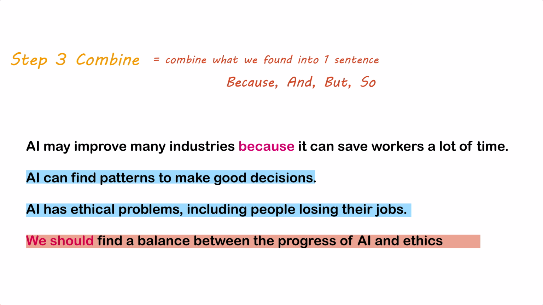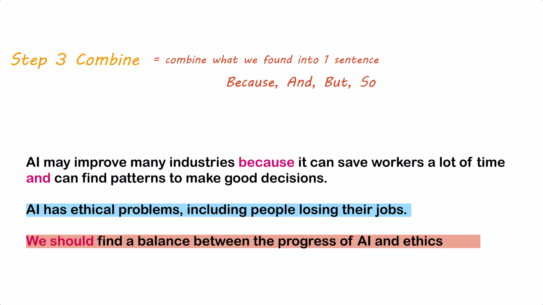So now, let's find the relationship between the first and second connecting idea. It's just adding information, right? We use and to add information, so let's put and here. Now, let's check the relationship between the second and third connecting ideas. Now remember, the third connecting idea is against the second one, so we use the word but. And do not forget, always put a comma before but.